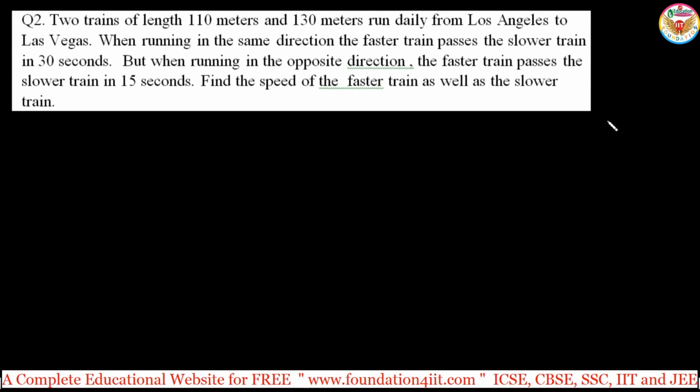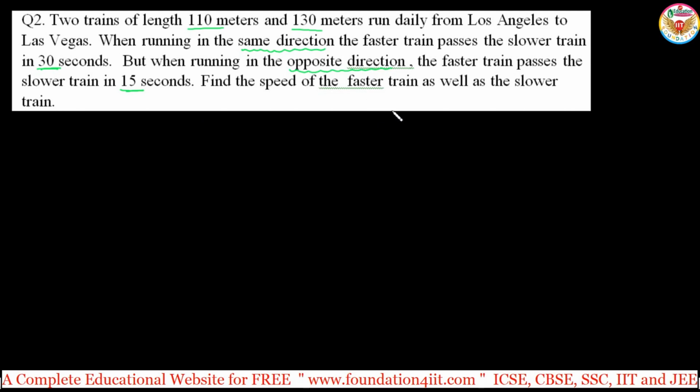And one more type of question. Two trains of length 110 meters and 130 meters run daily from Los Angeles to Las Vegas between two places. The two trains' lengths are different: one is 110, one is 130. When running in the same direction, the faster train passes the slower train in 30 seconds. While running in the opposite direction, the faster train passes the slower train in 15 seconds. Find the speed of the faster train as well as the slower train.